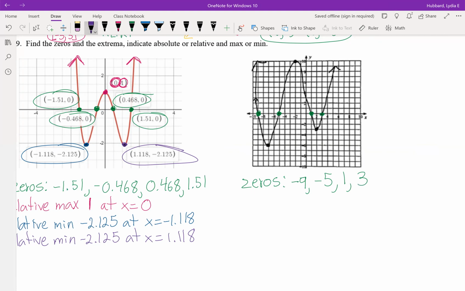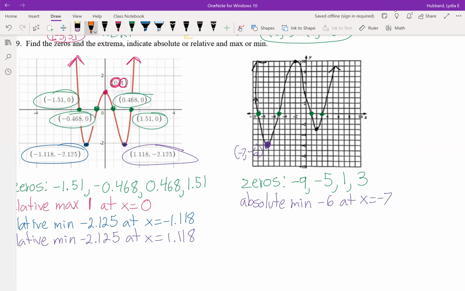The next thing we want to do is list maximums and minimums. So I have a minimum that is happening right here. And this is actually the lowest point on the entire graph. So this is actually an absolute minimum. And that absolute min is negative 6. And it's occurring at x equals a negative 7, right? Because this is the point negative 7 comma negative 6. So again, the y value is the absolute minimum value, and it's occurring at that x equals.